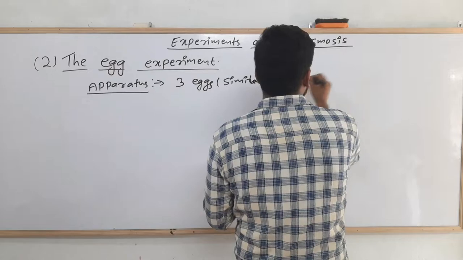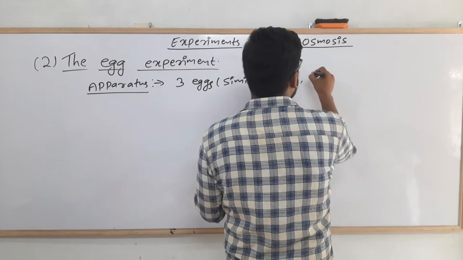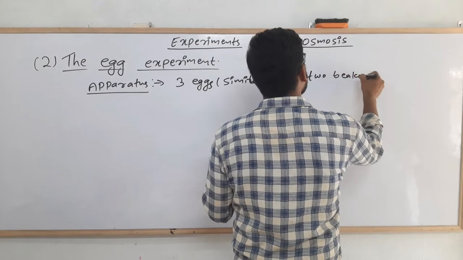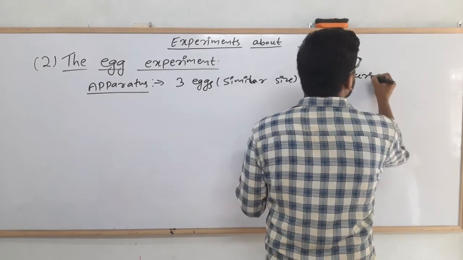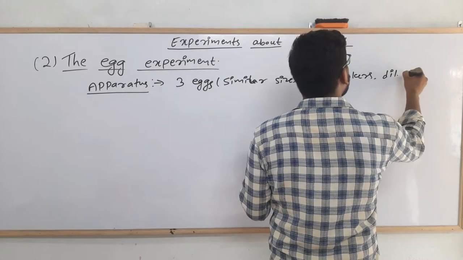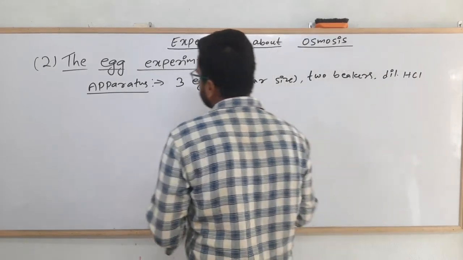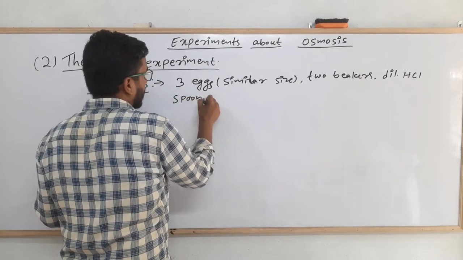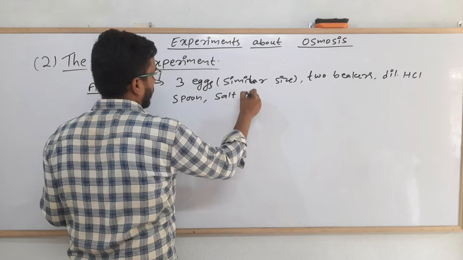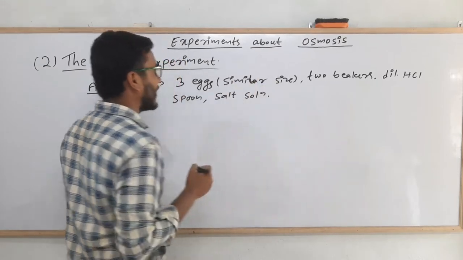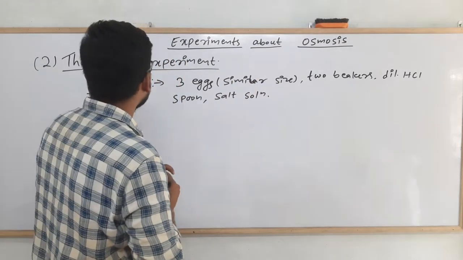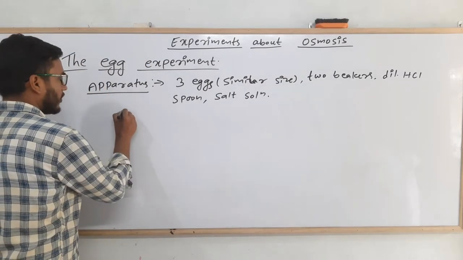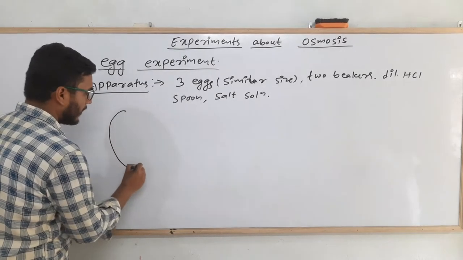Okay, then we need two beakers. Also, we need dilute hydrochloric acid solution, and we might need a spoon, and we need salt solution as well. So these are the apparatus and chemicals that we require to do the egg experiment. So what do we do? First of all, look here. Let me draw the structure of the egg.